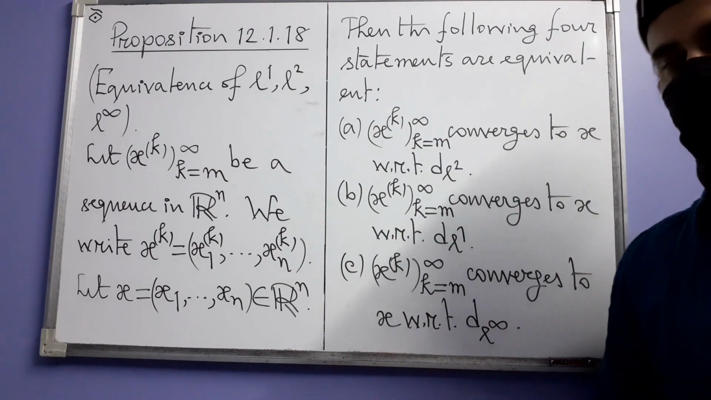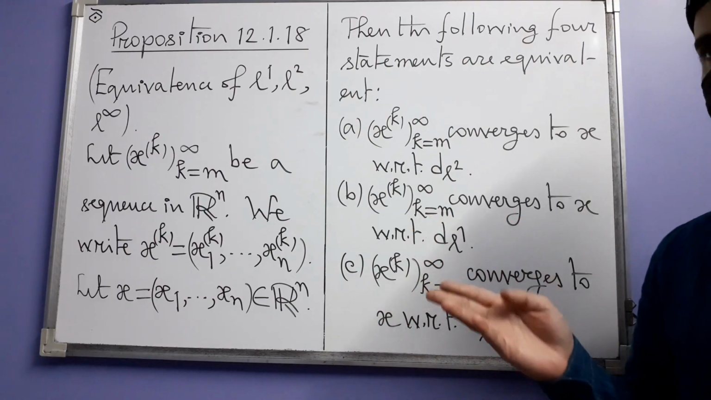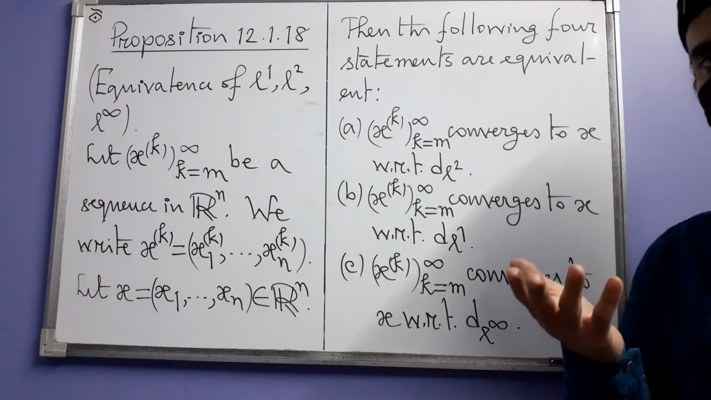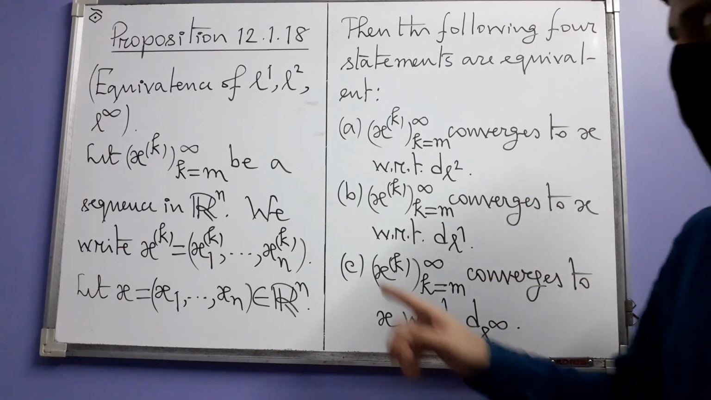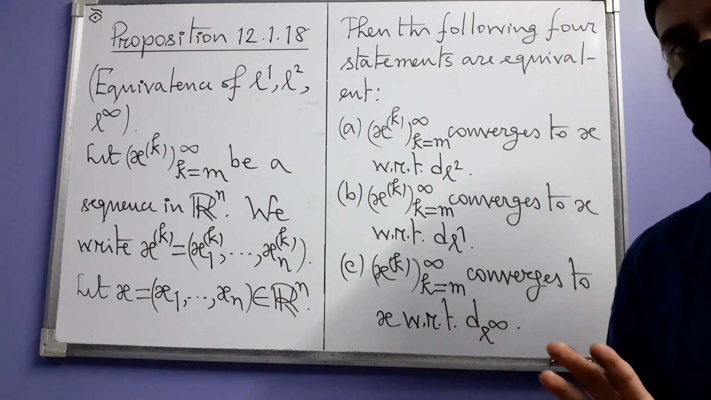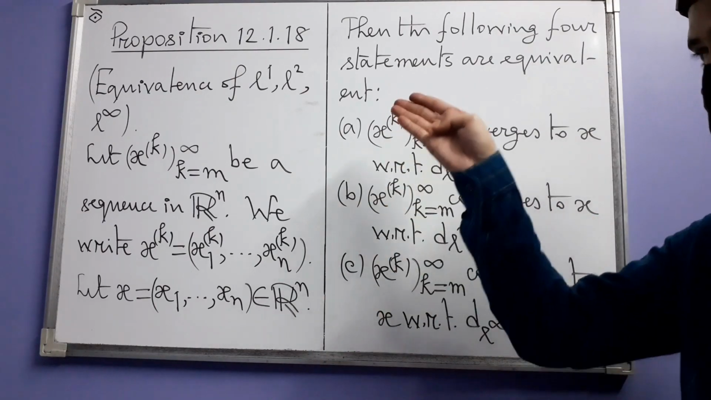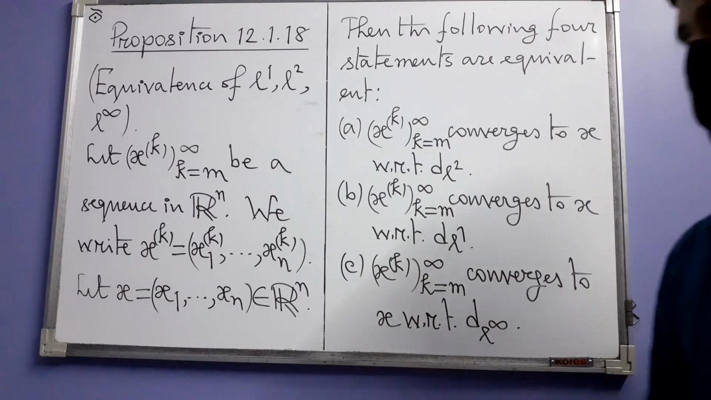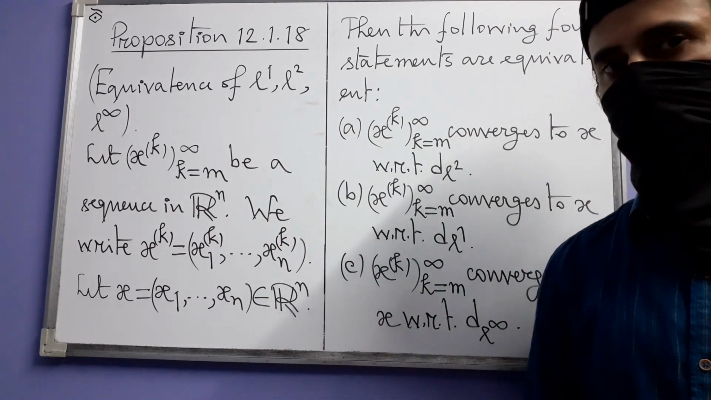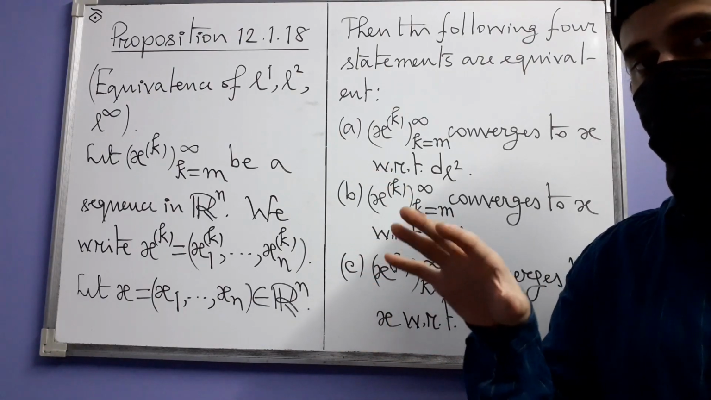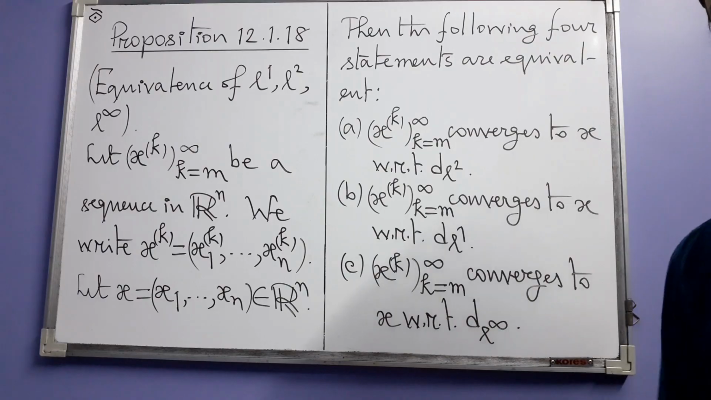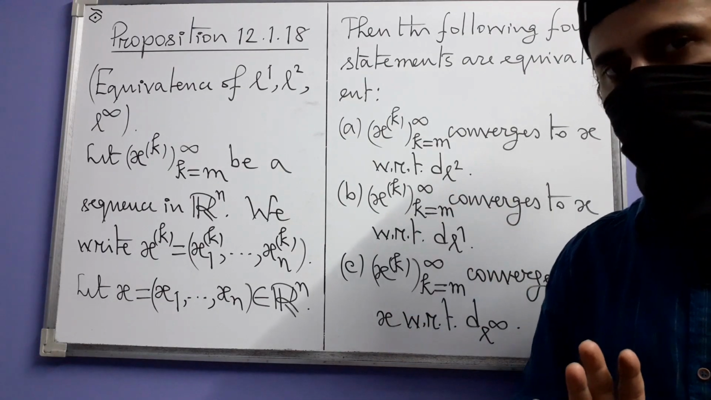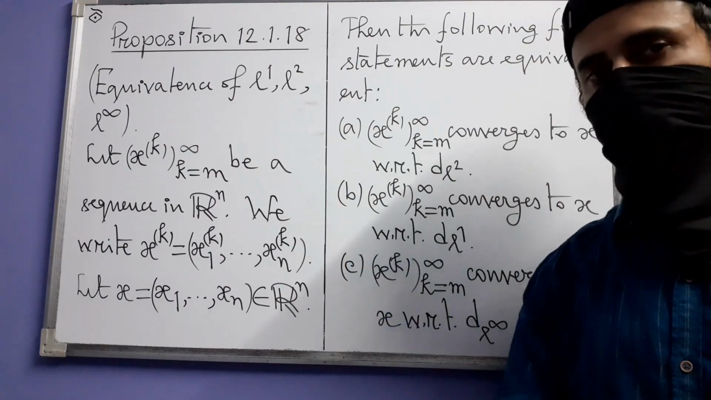So this is that result, proposition 12.1.18. Do you remember that in the very beginning when we started discussing metric spaces, and in fact when discussing the examples, I mentioned that these metrics dL1, dL2 and dL infinity are in a sense equivalent to one another. So this is that equivalence. In fact, that's why it's called equivalence of these metrics. So let's see, we have the space Rn, or more strictly I should say the set Rn, because we haven't really said what metric we are assuming on it. In this set, we have a sequence, any sequence, xk, where k varies from m to infinity.